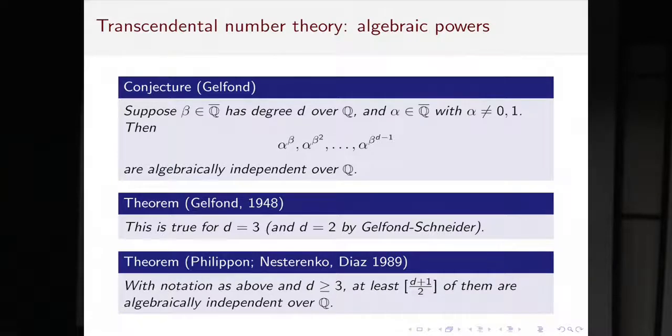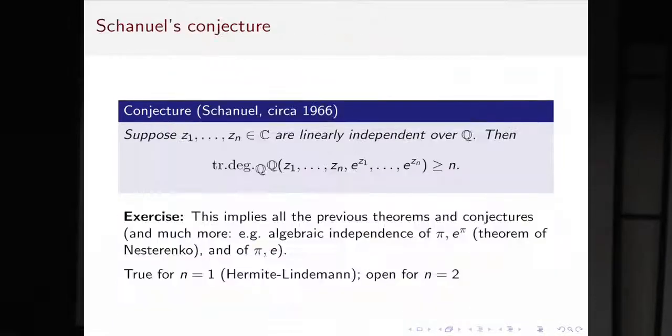And the best result known there is roughly halfway. Somehow the transcendence degree is a little bit more than half, at least a little bit more than half. So that's just to set the scene for Schanuel's conjecture, which was made somewhere in the mid-60s: if Z1 up to Zn are complex numbers linearly independent over Q, then among the numbers Z1 up to Zn and e to the Z1 up to e to the Zn, there are at least n which are algebraically independent over Q.